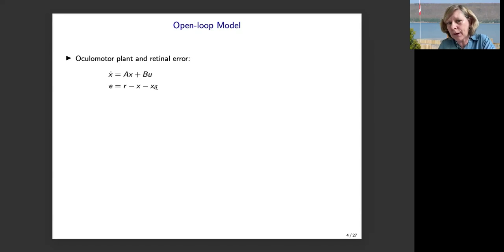This is all going to be about horizontal eye movements. I'm not dealing at all with vertical eye movements. And by the way, the neural circuit I showed was horizontal eye movements. So R is the position of a target in a world frame. X is the angular position of the eye with respect to the head, and XH is the angular position of the head in a world frame.